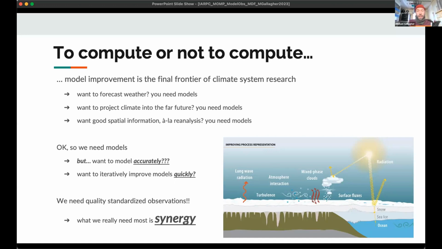But in order to have good computational models, we need data, and we need data that's available and in a format that models can ingest and make comparisons with. So what we really need is high quality standardized observations and synergy in activities between modelers and observationalists in order to coordinate model improvements. So totally in line with what you guys are working on in IARPC. Next slide.